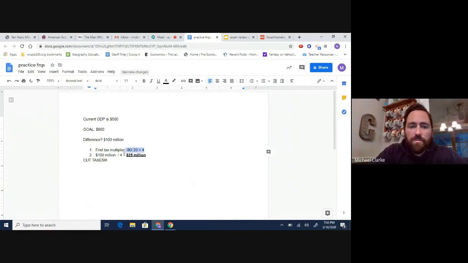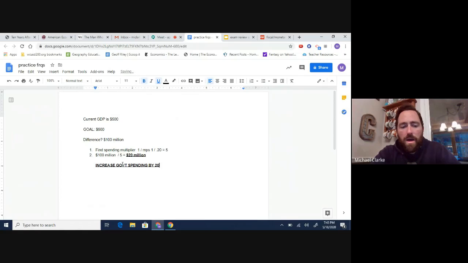So instead of finding the tax multiplier, we got to find the spending multiplier. In order to do that, spending multiplier is 1 divided by MPS. So if MPC is 0.80, that means MPS is 0.20. 1 divided by 0.20 is the big 5. 100 million divided by 5. Look at the difference here. I don't have to cut taxes anymore. I have to increase government spending by 20 million.